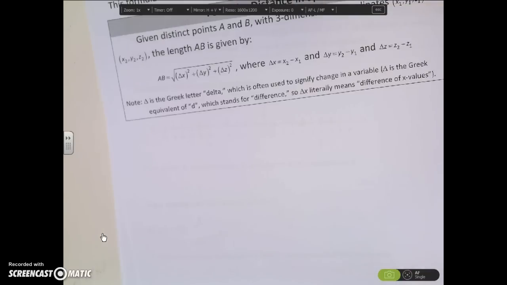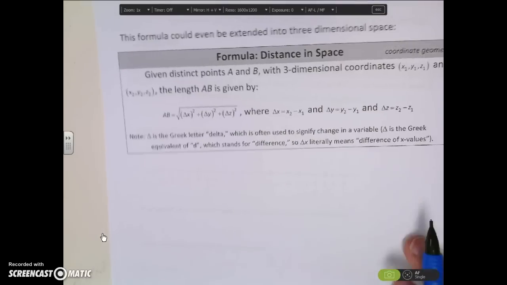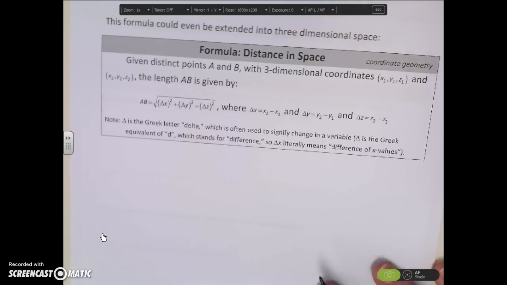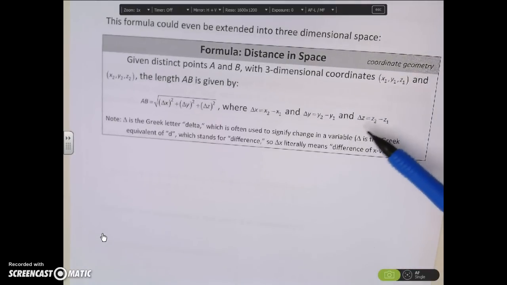Now just one last little note. We can extend this into 3 dimensions in a 3-dimensional coordinate plane. If you are seeking honors credit, this would be a good thing to take a look at. But otherwise, it is not required. I just wanted y'all to know that it's possible.